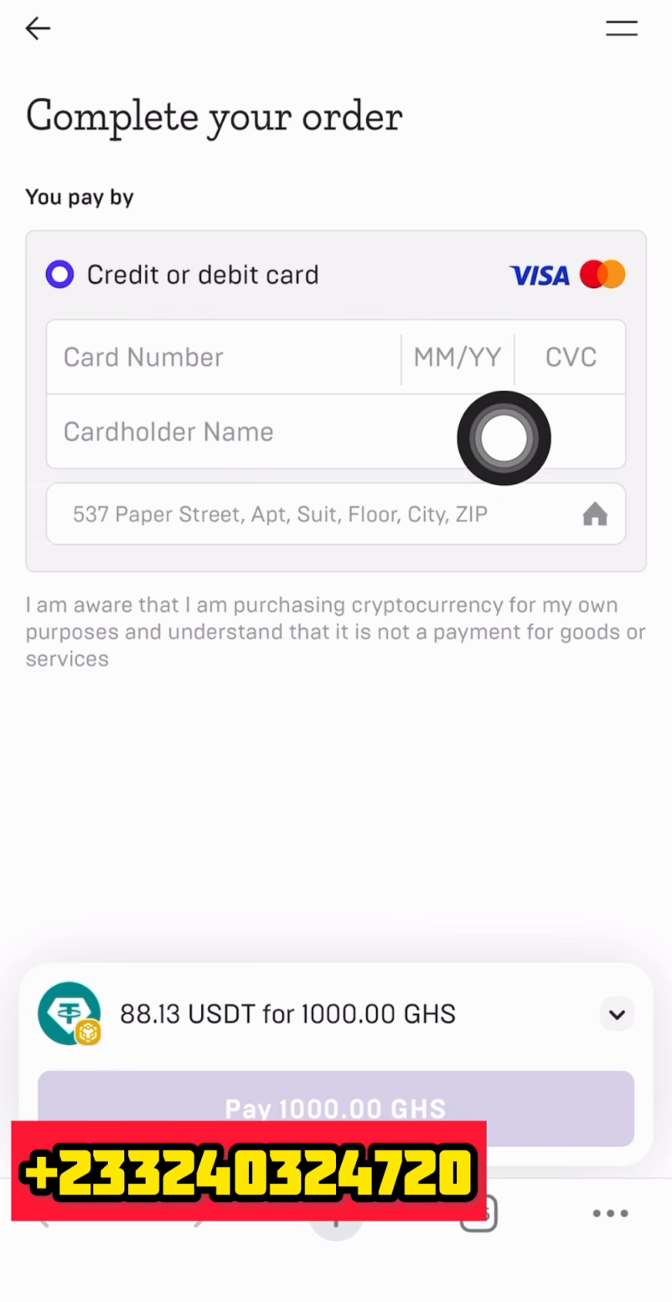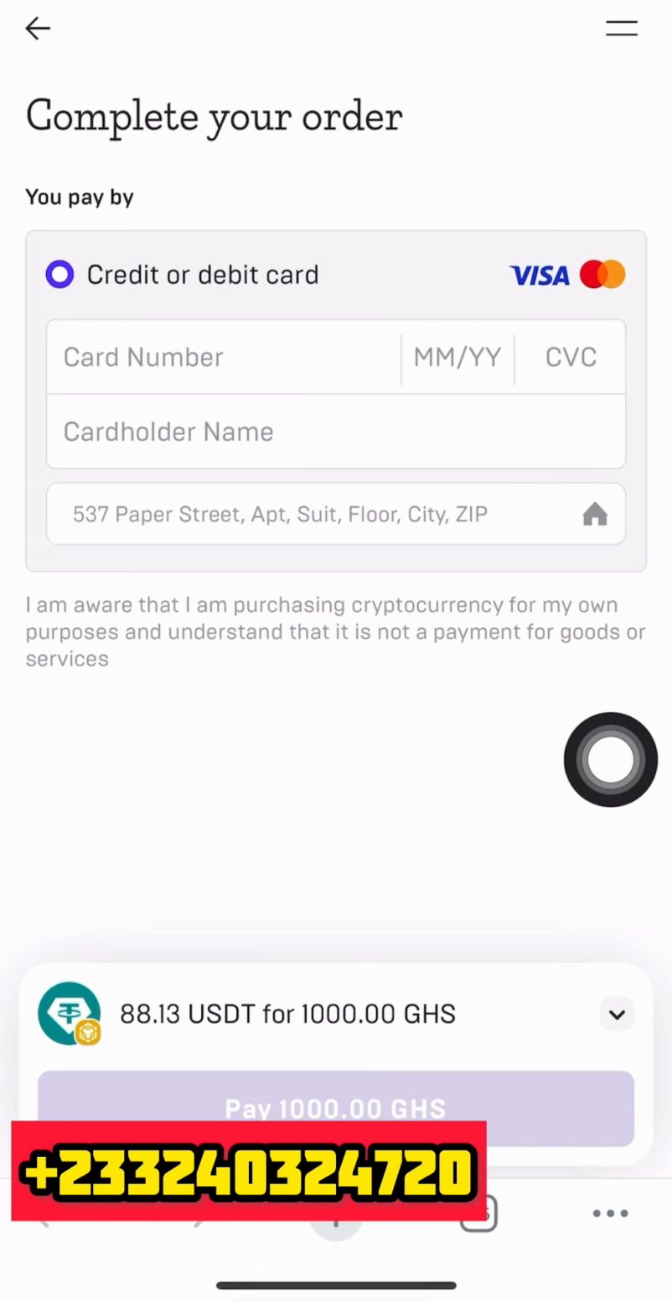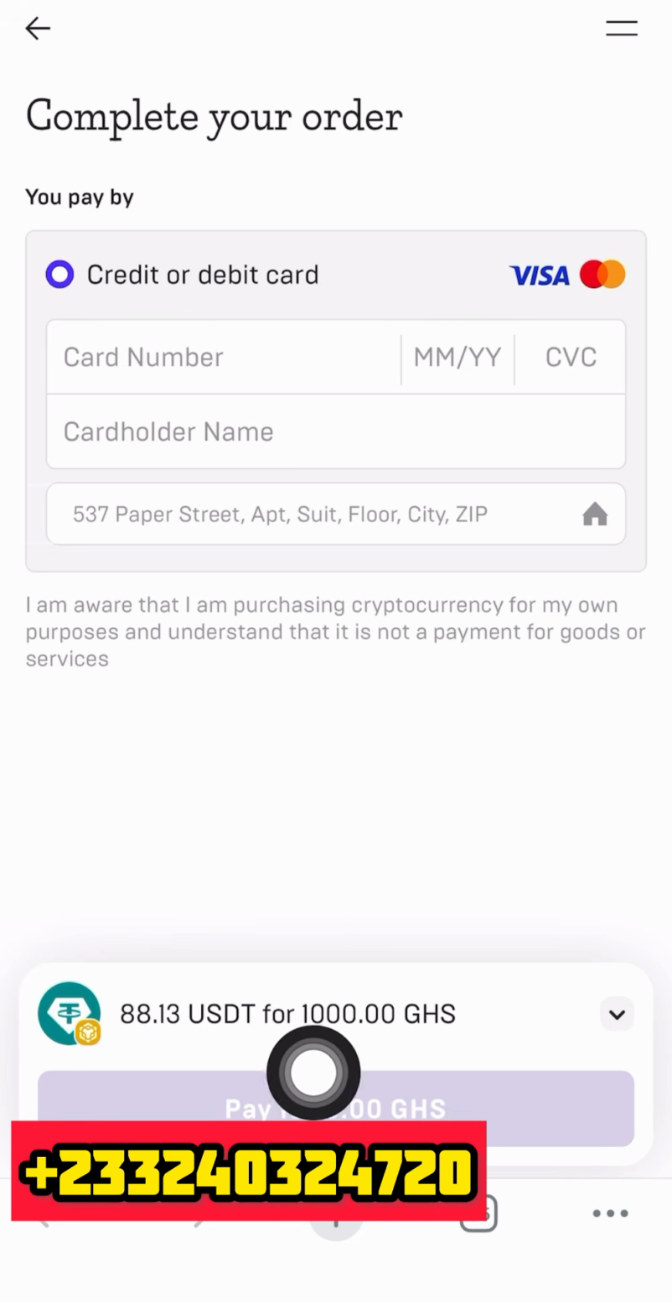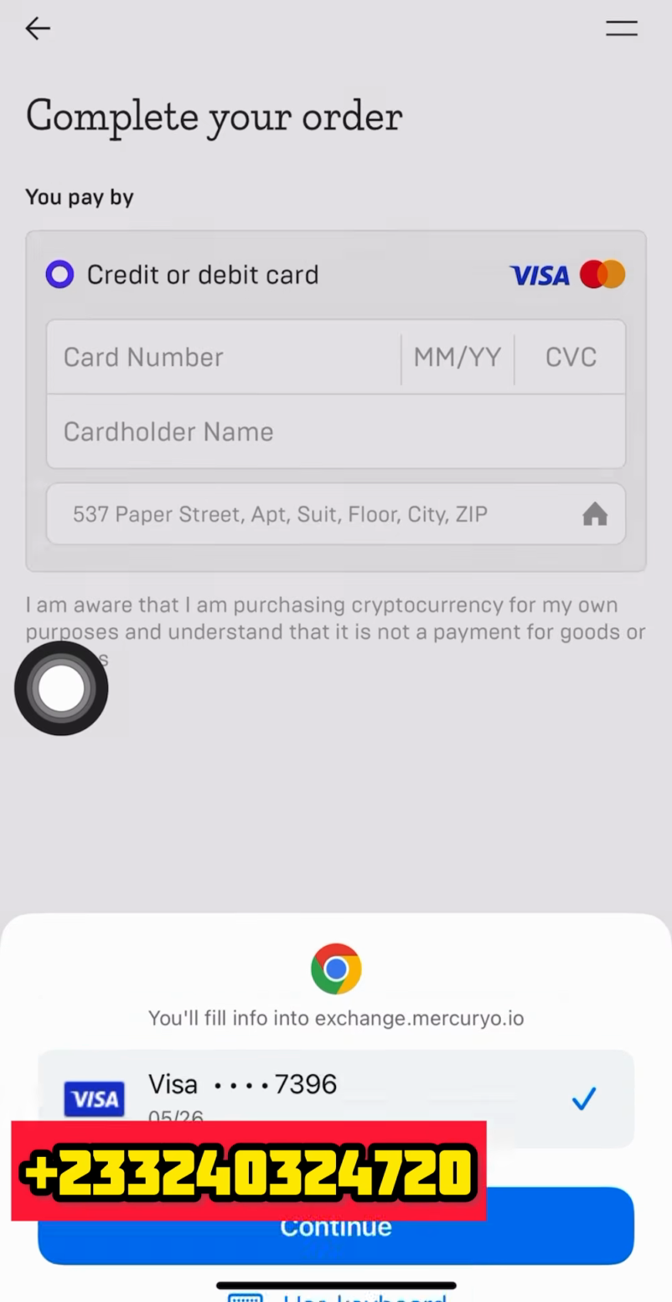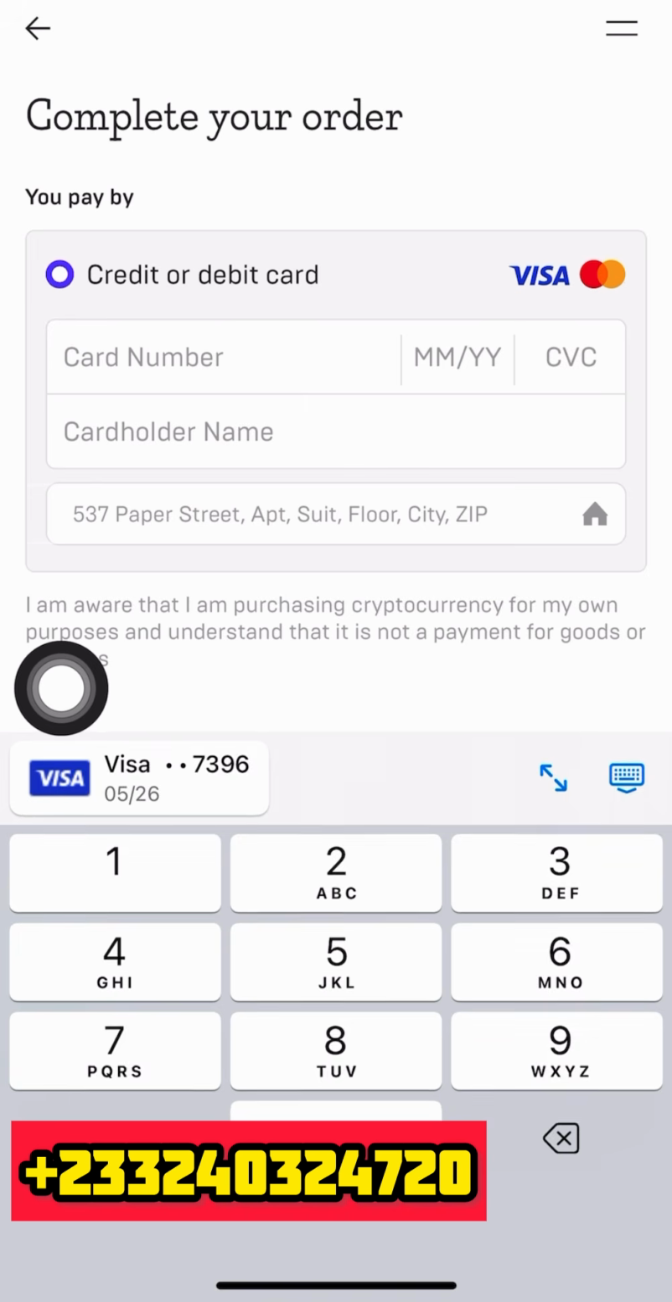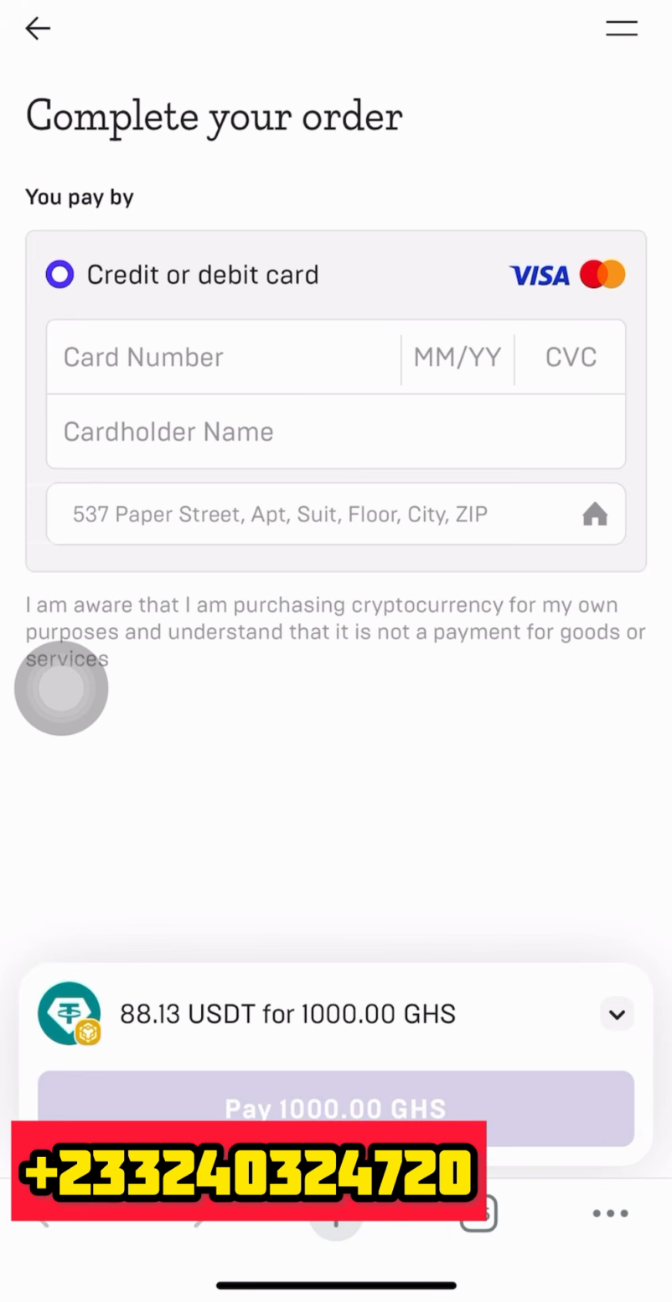So I will then connect my Versa card here, and I'll pay the 1,000 Ghana cedis in order to get 88.13 USDT. I hope you can see it. So I will have to input all the details over here. I already have my details there, but I will not input it.